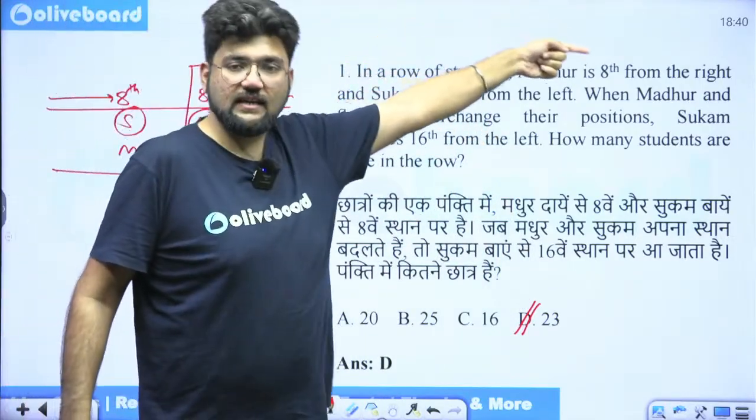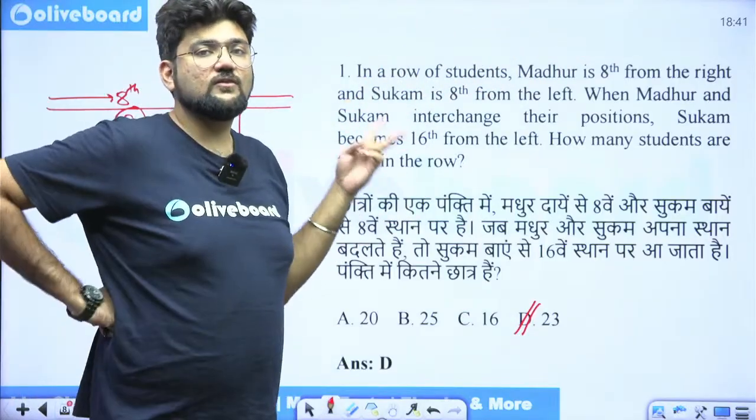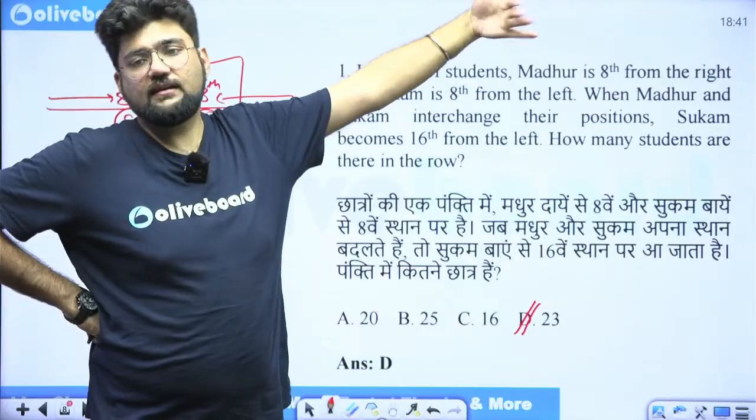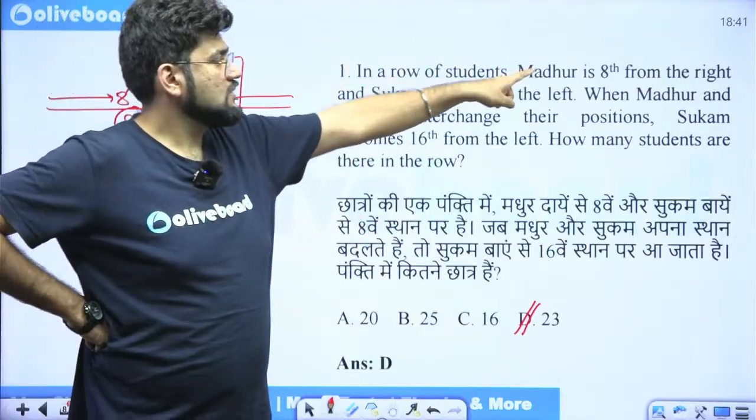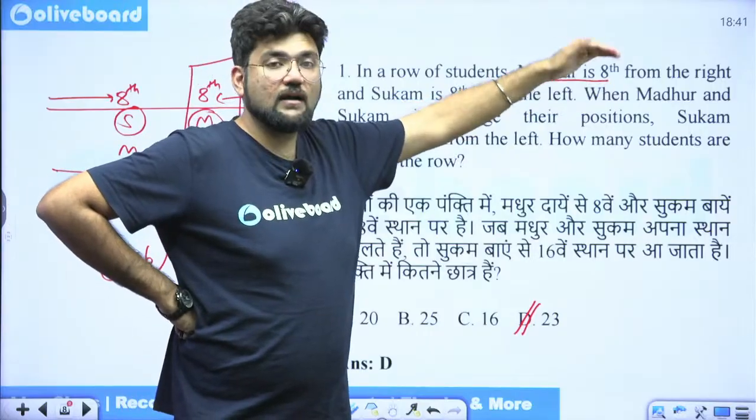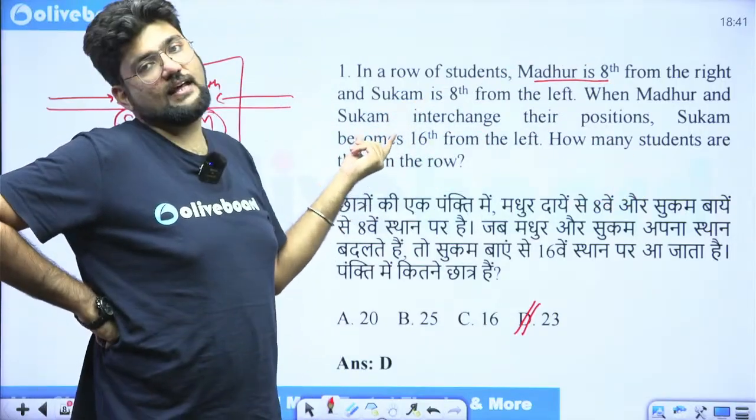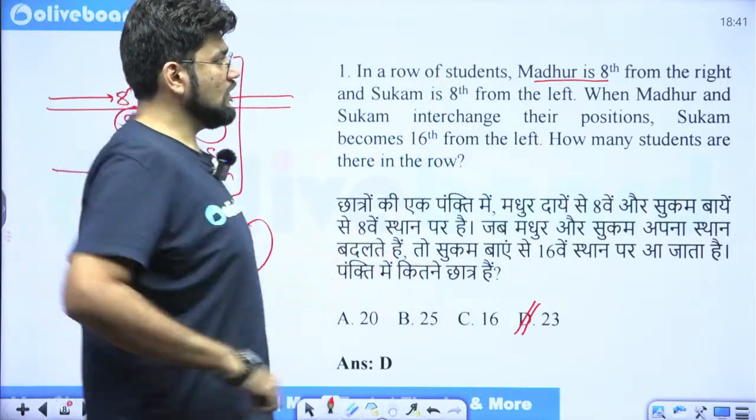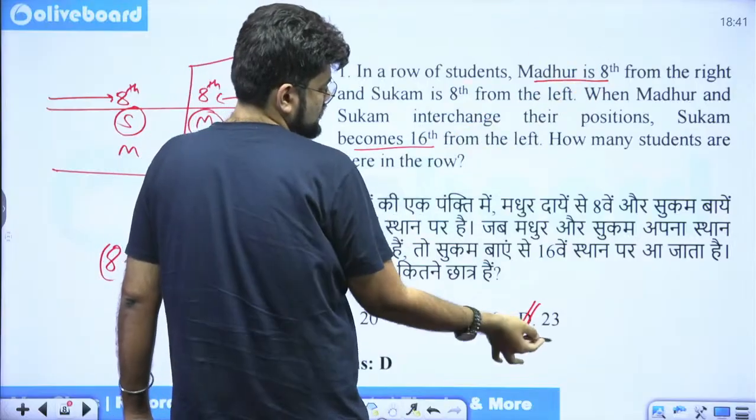So Madhur's single rank, old rank, and Sukam's new rank. The person whose name is mentioned twice, his new rank, and the single person's old rank. Take them, add them, subtract 1. That's what you do. Why? Because Madhur's old rank is going to become Sukam's new rank, and then Sukam's rank from the other direction is given. Add them, subtract 1. That's what you need to do. So you saw 8 here, 16th from here, 16 plus 8 minus 1, that simple.